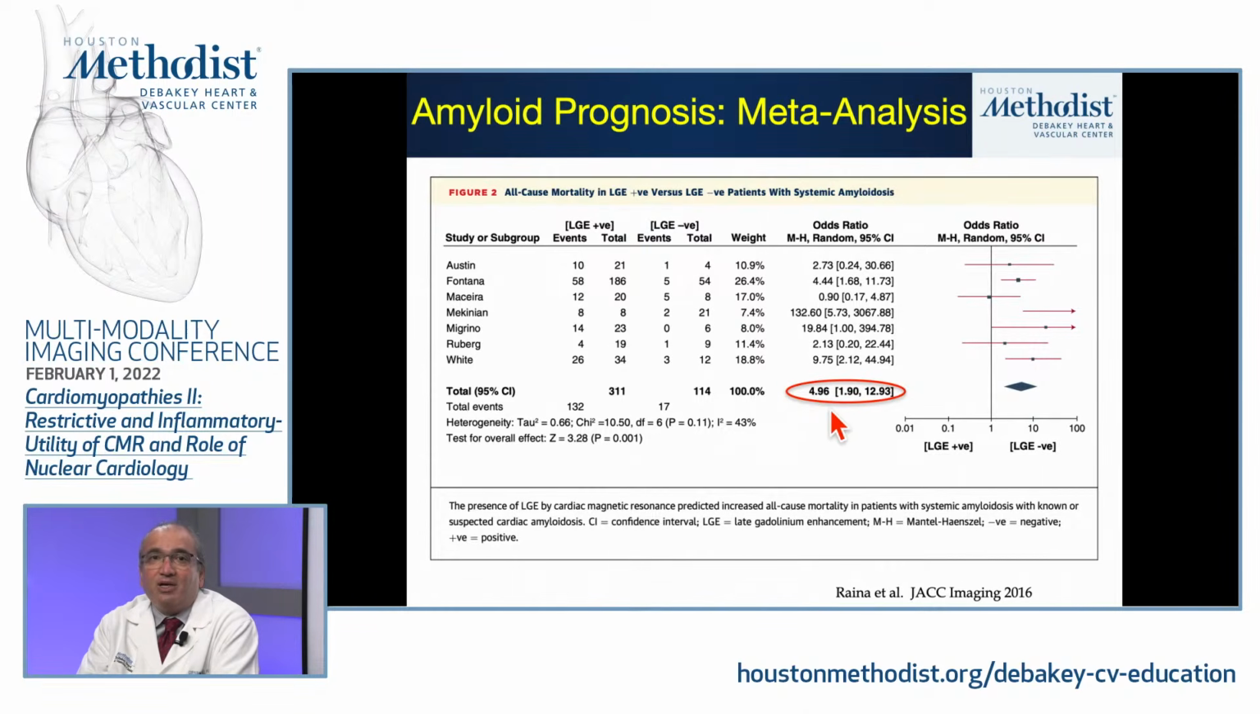And this now is a meta-analysis that was just published in the last few years, suggesting in fact that for patients with extracardiac amyloidosis, the presence of cardiac involvement as detected by delayed enhancement MRI is associated with almost a 5-fold higher risk of mortality.